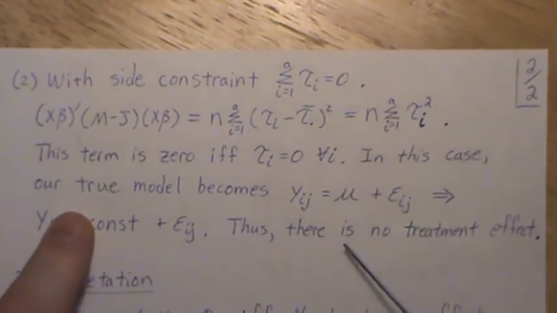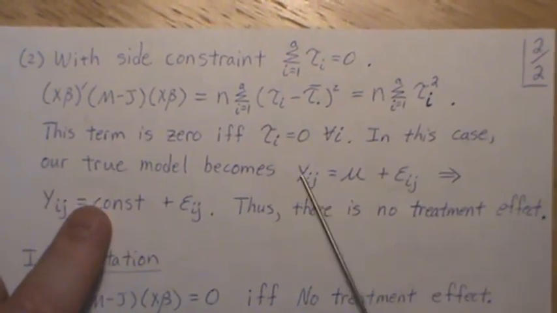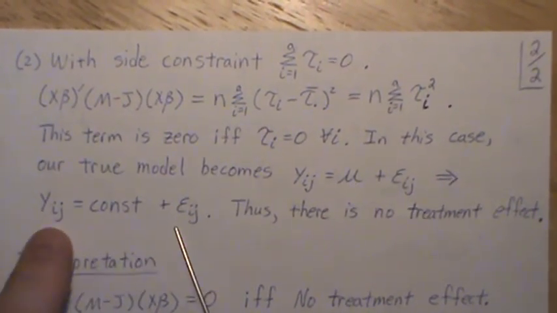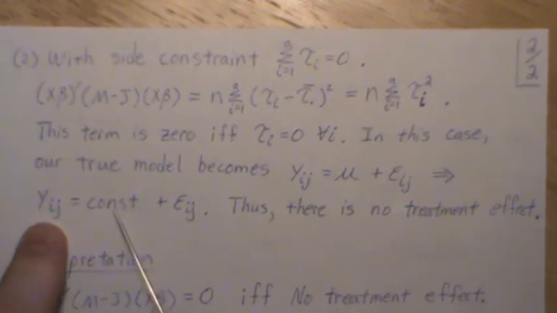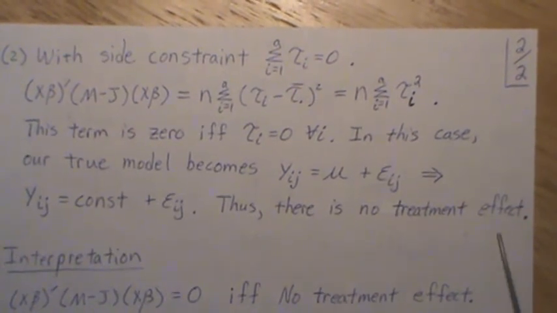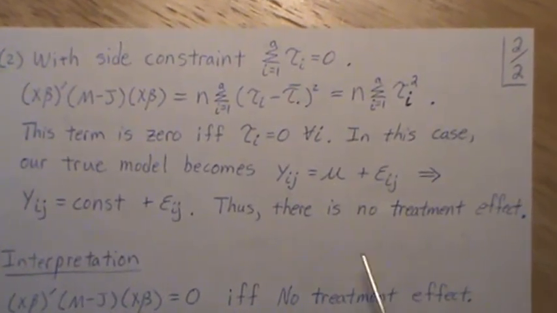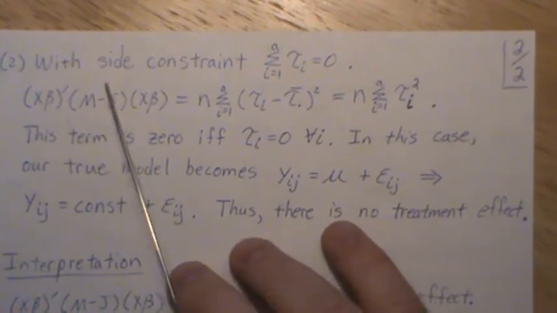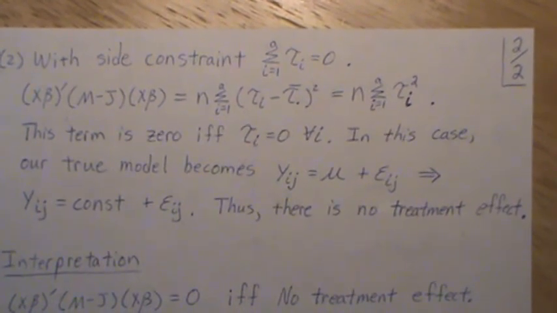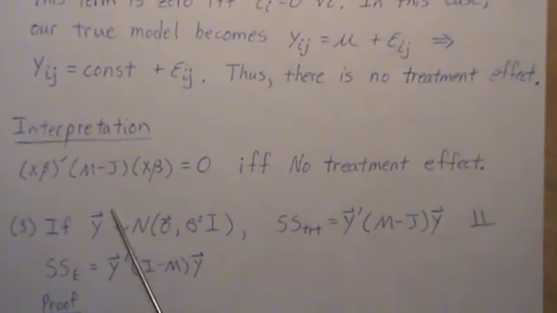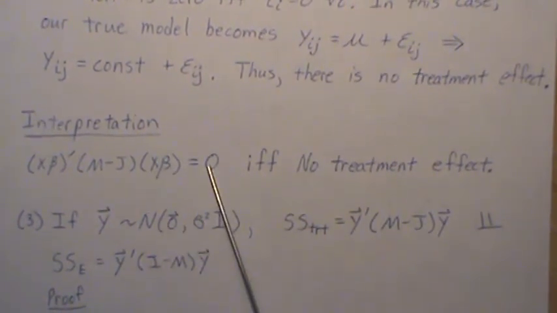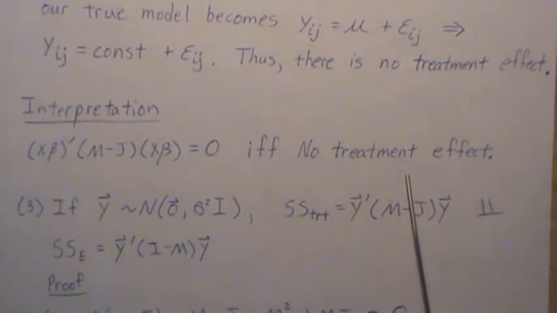So in this case, our true model becomes yi equals mu plus epsilon. So which is essentially the same. It's yi equals some constant plus error. And if this is our model, there's no treatment effect. So in either way, we're going to use this quadratic form here, or this sum, in our f-test and confidence intervals. Now, interpretation, just to sum it up, this is 0 if and only if there's no treatment effect.